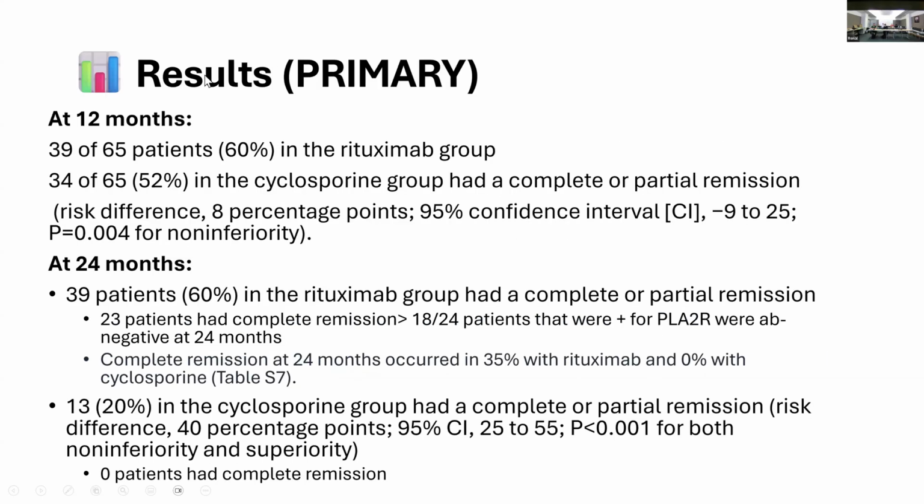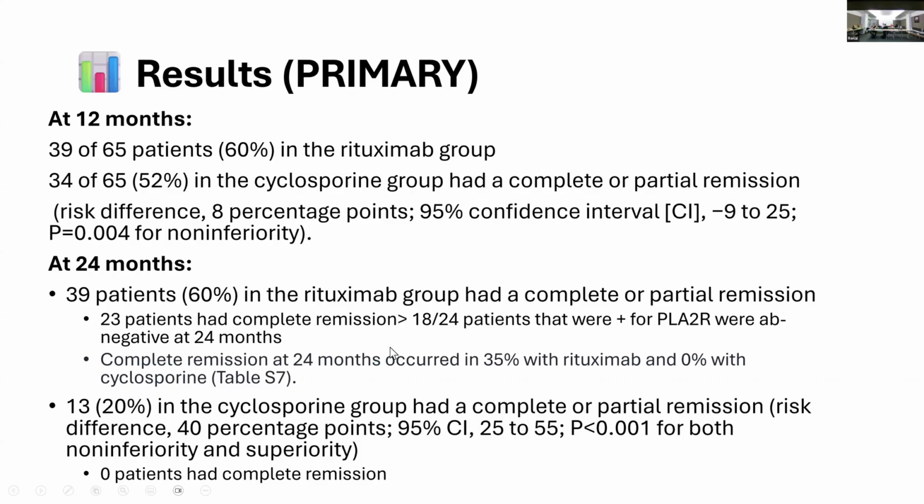So at 12 months, you saw that 60% of the rituximab group achieved complete or partial remission, and then 52% in cyclosporin had complete or partial remission. So it's relatively comparable. I think what was really interesting was when you look at 24 months, then you're seeing 60% for the rituximab group, but then this big drop to only 20% in the cyclosporin group. So it's a very big dramatic difference.